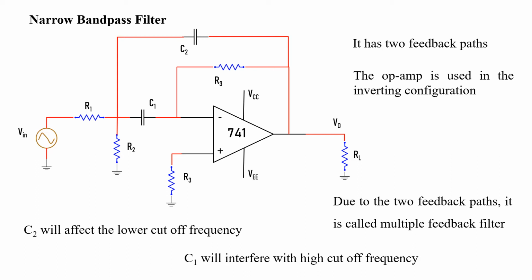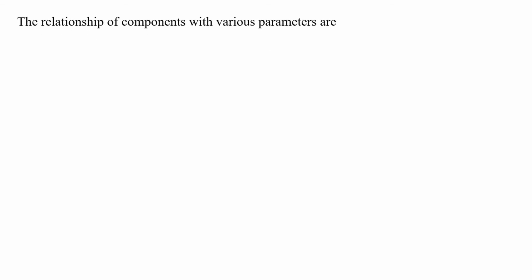In this session, we will be only concentrating on the final expressions, how the gain can be plotted depending upon the quality factor of the circuit. We will not be moving on to the actual derivation part. We will only be dealing with the final expressions which are used for designing a particular circuit. The relationship of the components with various parameters are as given.